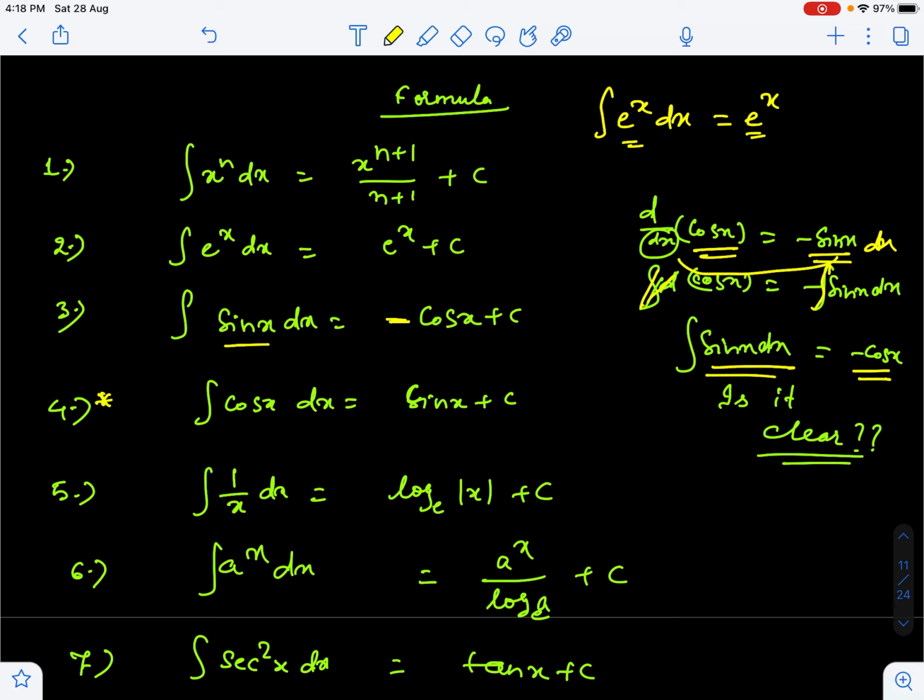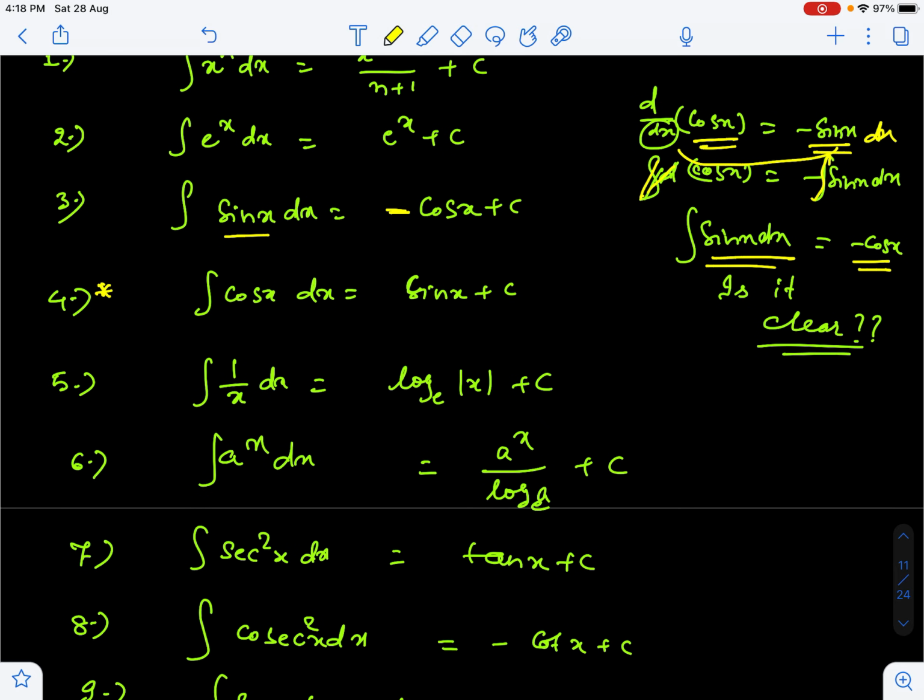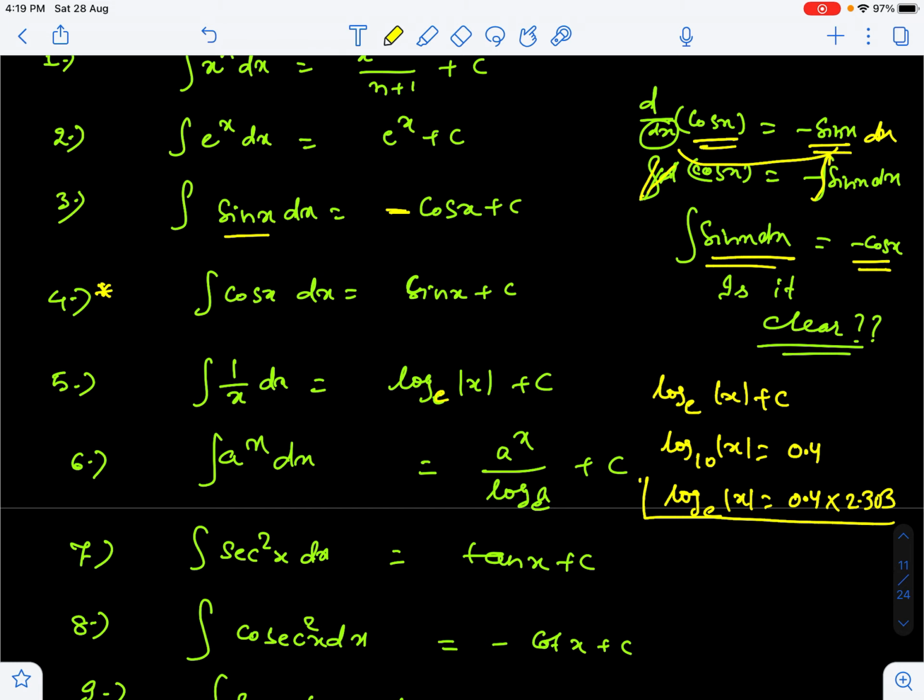The integration of 1 by x is log base e of x. One thing I would like to tell you, which JEE has also given as a relation: suppose log base 10 of mod x is given as 0.4, and you have to calculate log base e of mod x. Then you have to multiply this value 0.4 by 2.303. Keep this difference in mind, because sometimes JEE gives this value and you require that value. So you have to multiply by 2.303. This is the natural log base e.